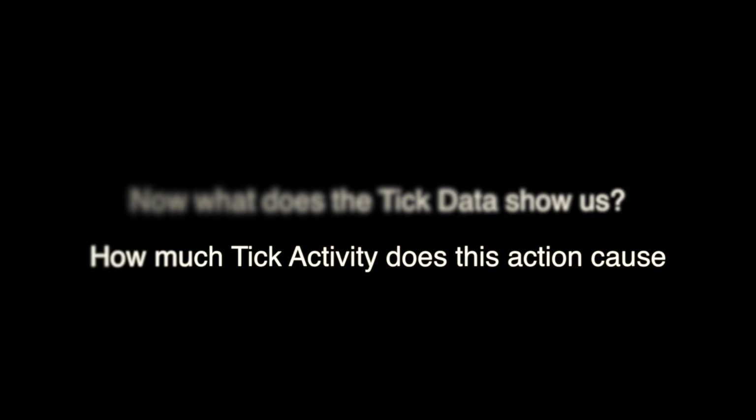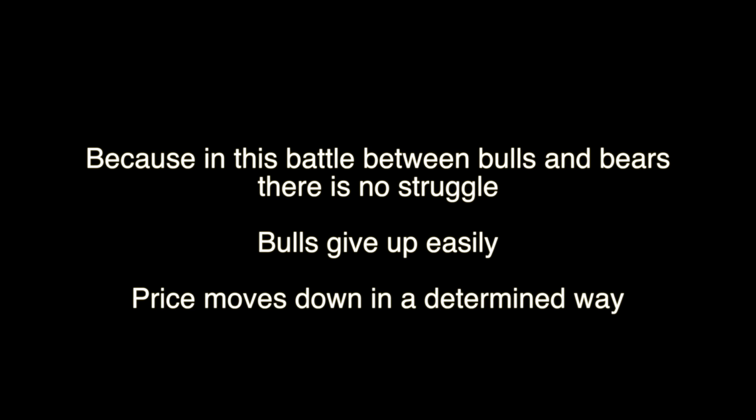Now what does the tick data show us? How much tick activity does this action cause? A low amount. If this surprises you, I'm gonna tell you why. Just look at the fundamental meaning of tick data. In this battle between bulls and bears, there is actually no struggle between bulls and bears. Bulls give up easily. Bears win easily. There isn't a time where the price goes a little up, then falls back down, goes a little up, falls back down, which is called the choppiness of the price, around fundamental releases and so on. There is no choppiness of the price. Price just falls down easily.